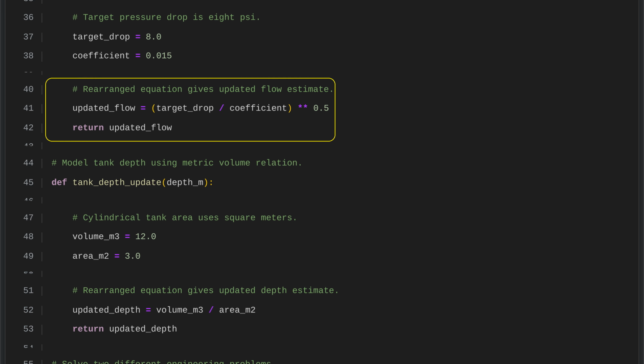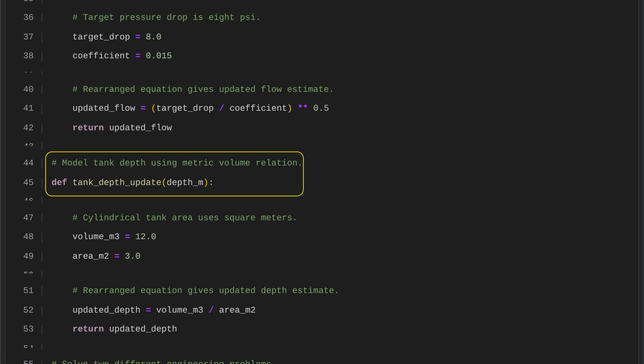the new flow estimate. The tank depth update function estimates tank depth from a simple volume relation. It uses a fixed tank volume of 12 cubic meters and a base area of 3 square meters, then finds the depth by dividing volume by area. The input depth value is accepted, but not used, and the function returns an updated depth of 4 meters.